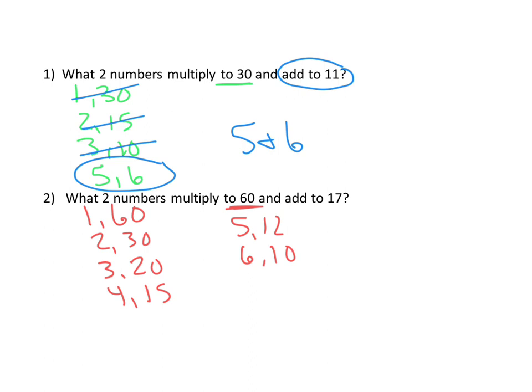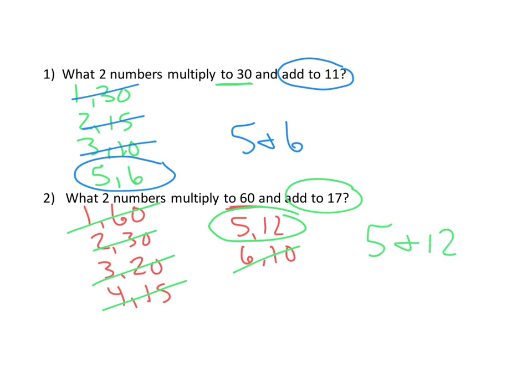So now we also want the pair that's going to add together to give us 17. So 1 plus 60, definitely not. 2 plus 30, definitely not. 3 plus 20 is not 17. 4 plus 15 is not 17. 5 plus 12 is, though. 6 plus 10 is not. So what two numbers multiply to give us 60 and add to give us 17? That would be 5 and 12.